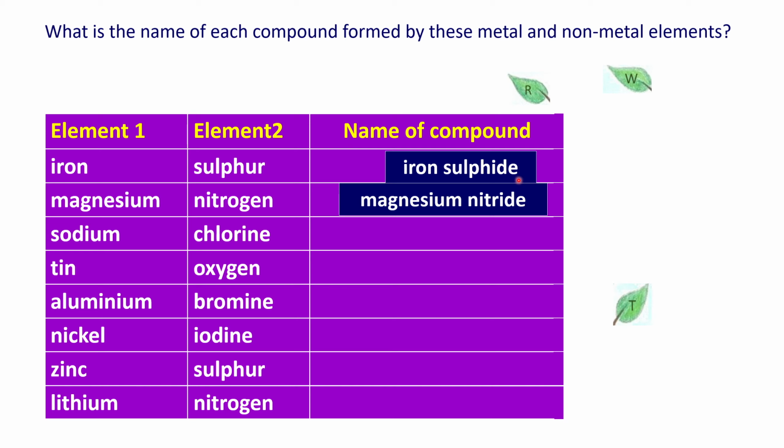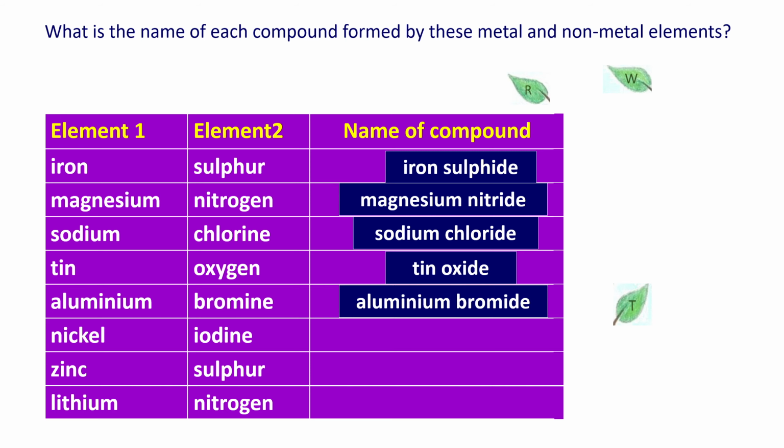I'd like you to have a go at the rest, so pause the video, have a go at the rest of them, I'll unpause it and we'll go through the answers. Right, so you should have paused it, had a little go. Now I'm going to go through the answers. They're quite straightforward once you've got the hang of it. So number 3 will be sodium chloride, tin oxide, aluminium bromide, nickel iodide, zinc sulfide, and lithium nitride.